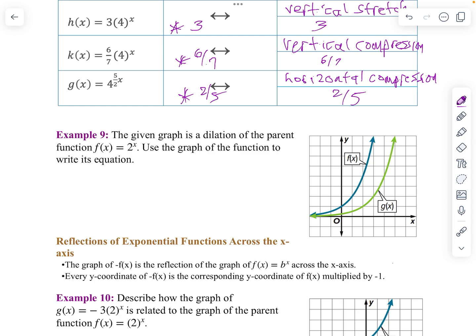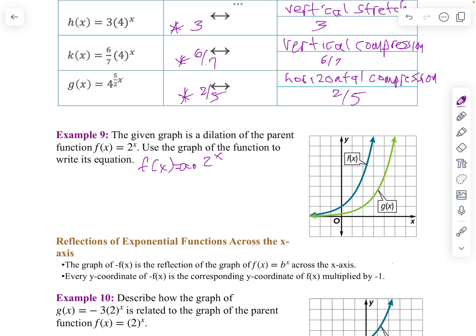Now in example 9, I want to write the equation of my parent function, and my parent function is f of x. So if I look at f of x, notice it's not horizontal because my y-intercept changes. If my y-intercept doesn't change, it's horizontal. So then I look at what is going on here, and I can see it's going to be a compression. What's my compression? That's really what I'm thinking of. So if I think here, it's going to be f of x equals a times 2 to the x power.